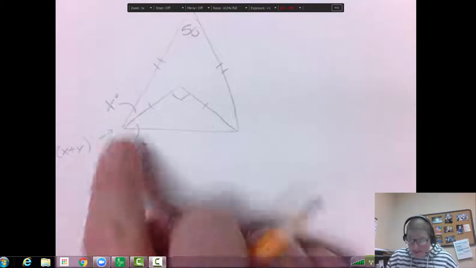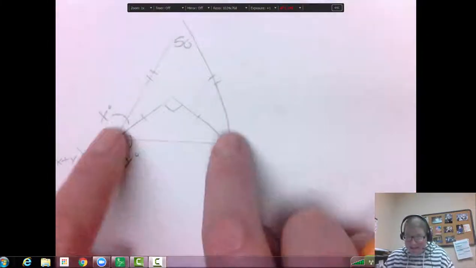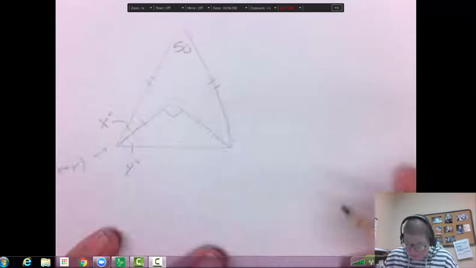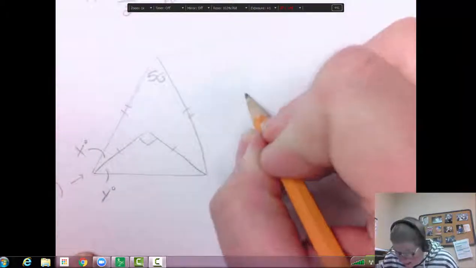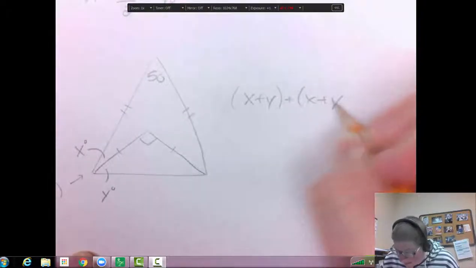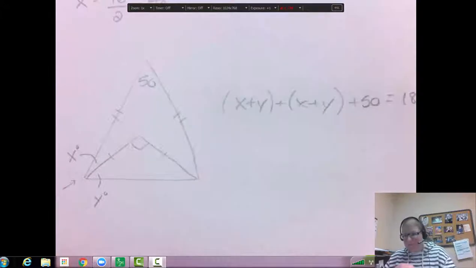And if this whole angle is x plus y, so is this one, because the big one's isosceles, so these have to equal each other. And then those two plus the 50 have to add to 180. So my first thought went, well, we know x plus y from one angle, plus x plus y from the other side, plus 50 has to equal 180.